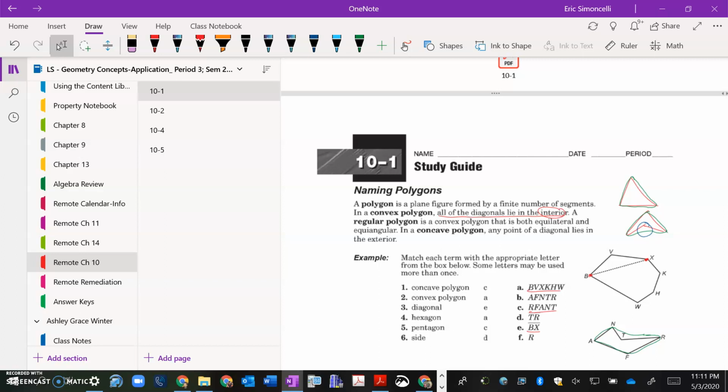Number four, hexagon, and they say here letter A yet again, and that's because there are 1, 2, 3, 4, 5, 6 sides to that polygon. Number 5, pentagon, and that would be letter C, R, F, A, N, T, and there are, of course, 5 sides to that particular polygon. Number 6, a side. So letter D would be the answer to that, they say, and that's TR. In the context of the second polygon down below, TR would be a perfectly good example of a side.